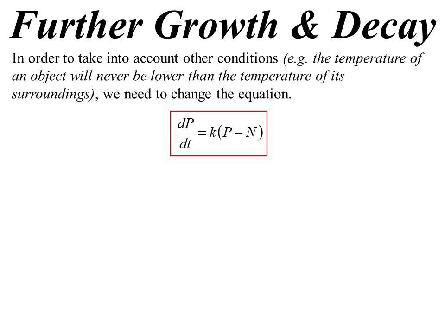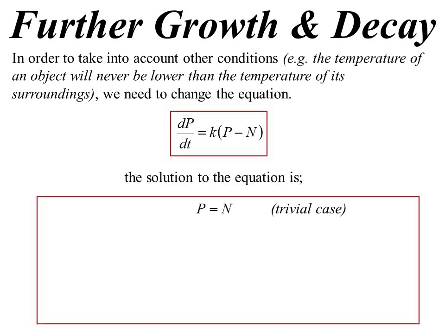So the rate of change, dP/dT, we still have that constant times P, but we now subtract the constant times N. So we've factorised it there, we end up with constant times (P minus N). And the solution to this one, there is a trivial case. If P was just equal to a constant number, it would be a solution, because if you differentiate a constant, you get 0. And if we were to substitute N in for P, we would get 0. So that's what we call the trivial solution, and it's not a very interesting case to look at.